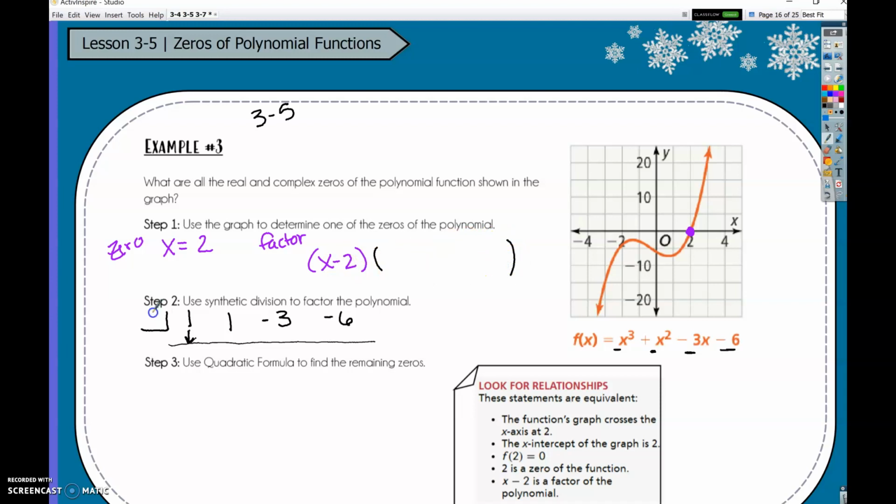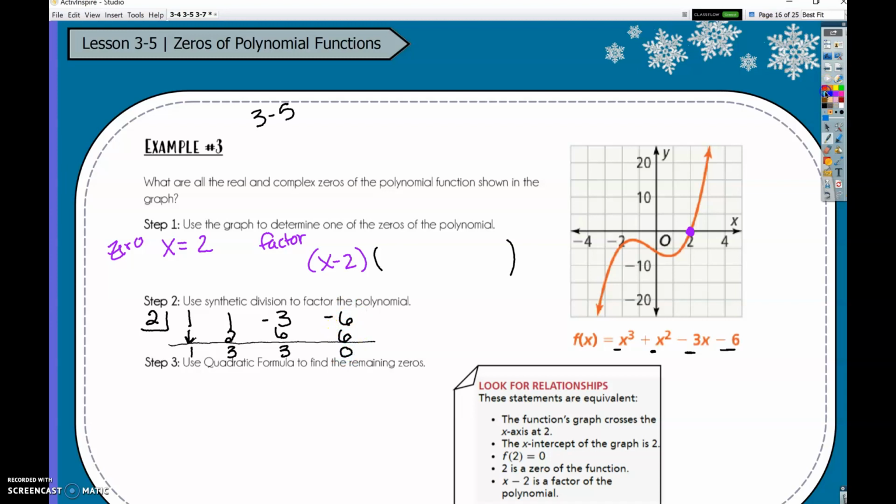So instead of using that guess and check, I'm going to put my 2 in here, because that's my 0, drop down my 1, multiply by 2, put that answer here. Add 2 plus 1 gives me 3, multiply by 2 gives me 6. Negative 3 plus 6 is 3, multiply by 2 gives me 6, and add those together gives me 0.